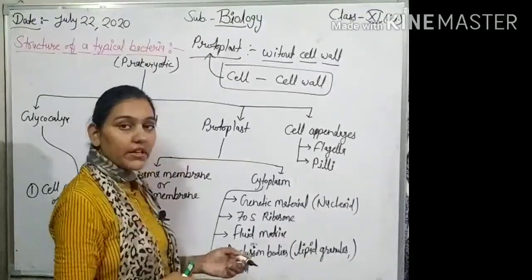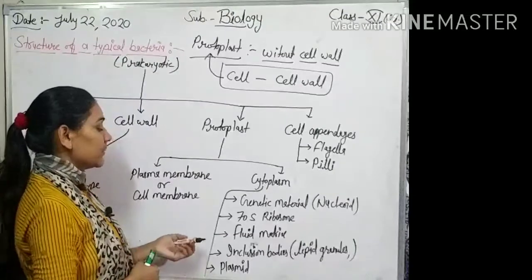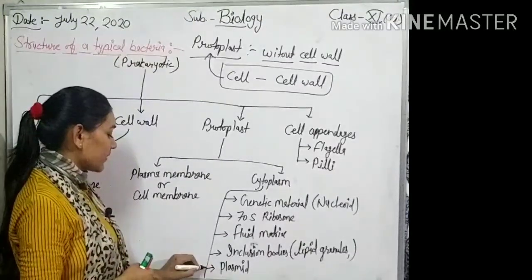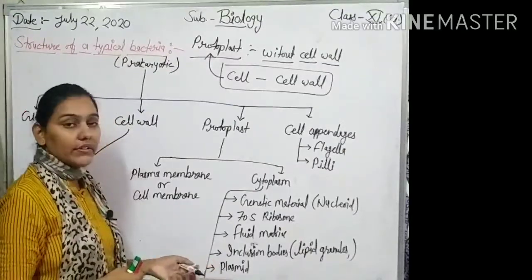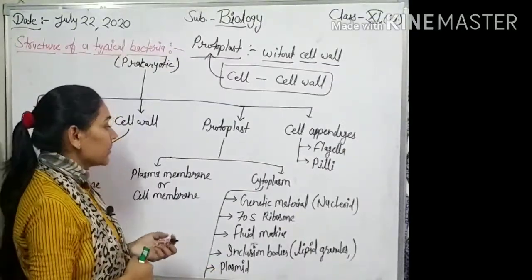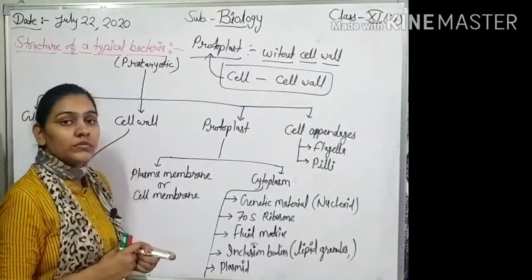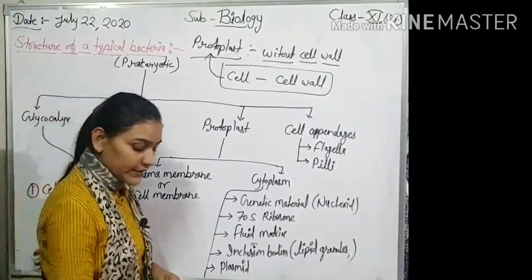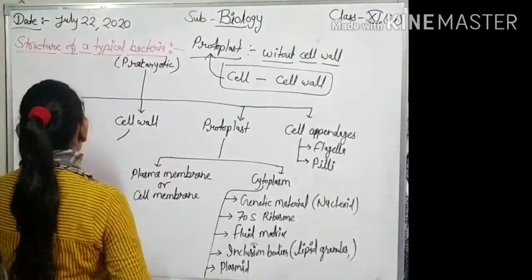Plasmid is the extra chromosomal circular DNA of a bacterial cell which helps in biotechnology because it has self-replicating property. Self-replication means making copies of itself. Let's see the diagram of bacteria.